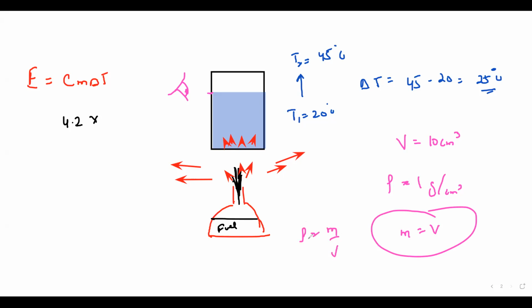If density is 1, the mass of the water is the same as the volume of the water. So if you have 10 cm cube of water, how many grams of water will be there? It means we have 10 grams of water. If the volume is 20 cm cube of water, then it means 20 grams of water.